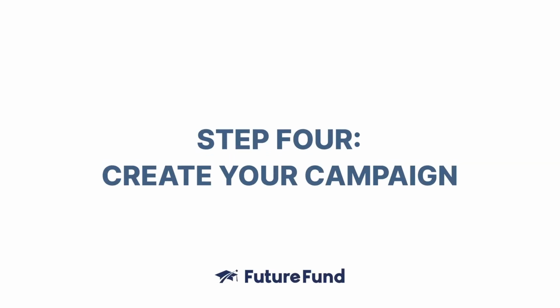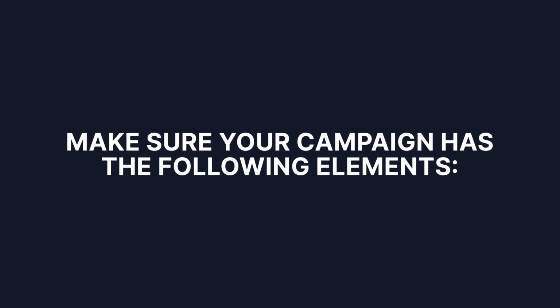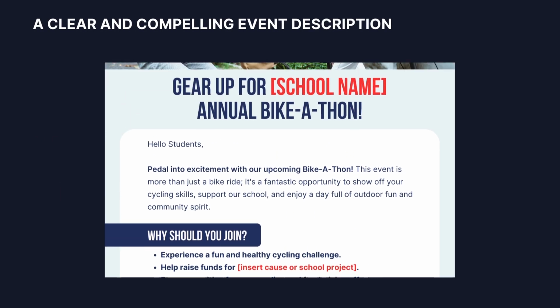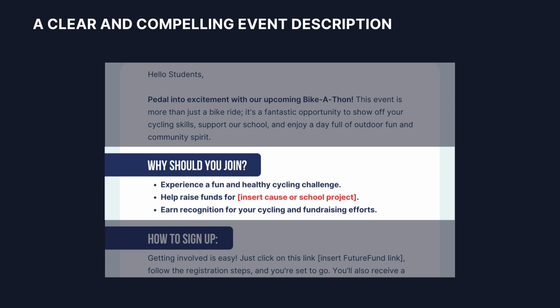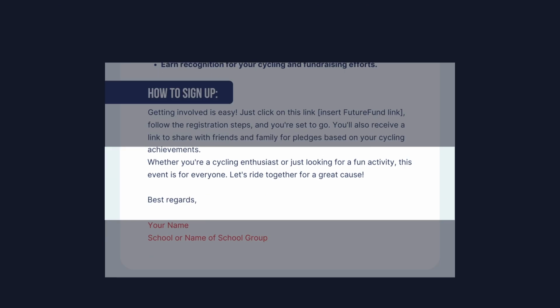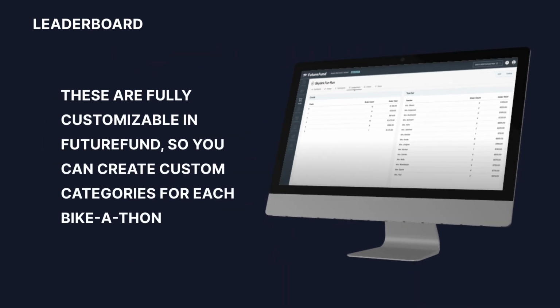Step 4. Create your bike-a-thon's campaign. Use Future Fund to create a pledge-a-thon campaign and provide your campaign details and set up online donations. Make sure your campaign has the following elements: a clear and compelling event description and rules, including what the money raised will go towards and what the incentives will be for participating students. A leaderboard that shows the grades and teachers for each participating class, along with how much each has raised. These are fully customizable in Future Fund, so you can create custom categories for each bike-a-thon.